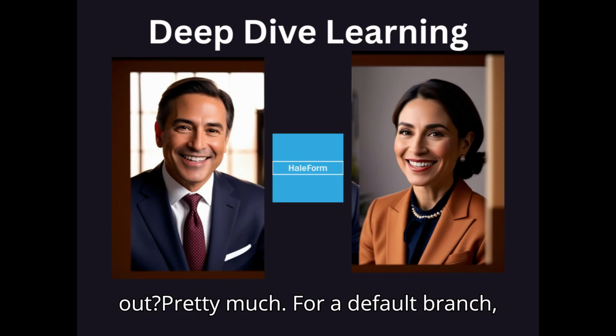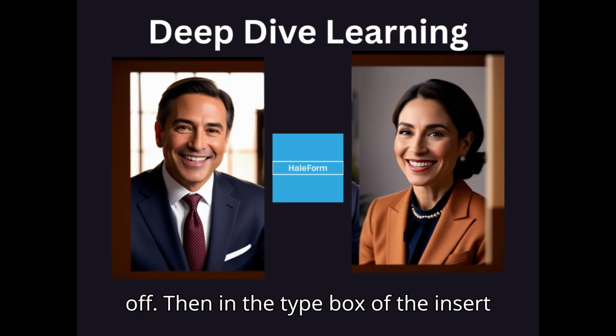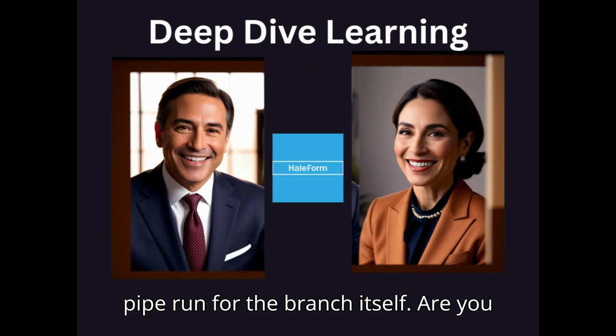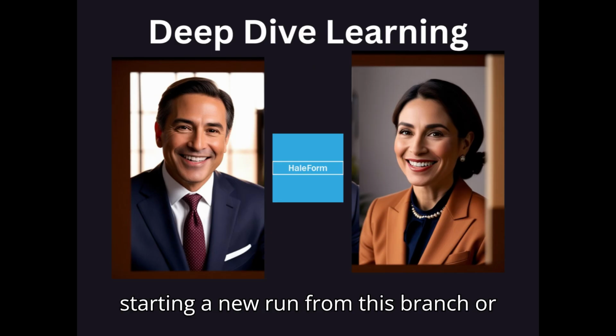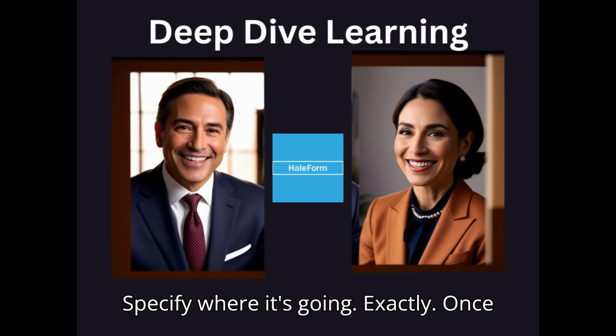Pretty much. For a default branch, you just select the point on the main pipe where you want the branch to come off. Then, in the type box of the Insert Component command, you choose Default Branch. You'll then need to define the pipe run for the branch itself. Are you starting a new run from this branch or connecting to an existing one? Right. Specify where it's going.